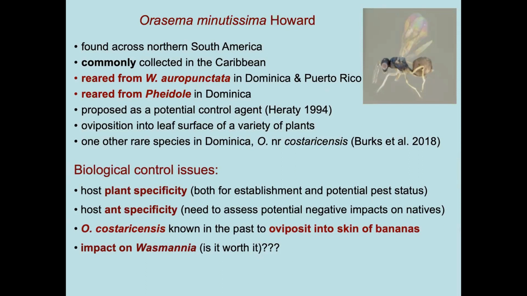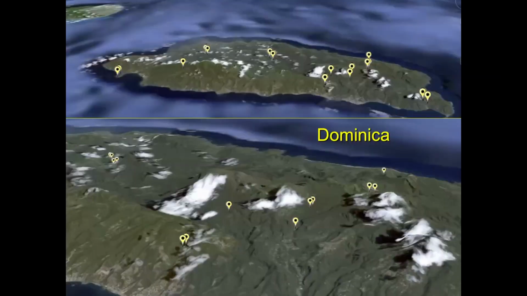Orasema costaricensis is known to oviposit in the skin of bananas. It's an old record; I'll show you some things that I looked up on that. And then again, is it actually lowering the populations of Wasmannia? So is it actually worth any effort? The nice thing about Hawaii now is it's been accidentally introduced. So we don't have to go through all the importation and all the deals with quarantine to be able to look at this and see whether it's actually doing something.